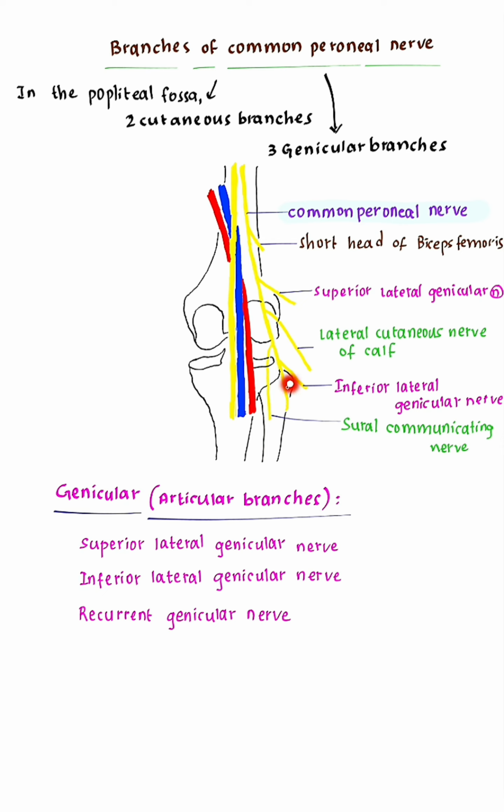This is head of the fibula. Inferior lateral genicular nerve lies above the head of the fibula. Recurrent genicular nerve arises where common peroneal nerve divides into superficial peroneal nerve and deep peroneal nerve. It ascends anterior to knee joint and supplies tibialis anterior muscle in addition to knee joint.